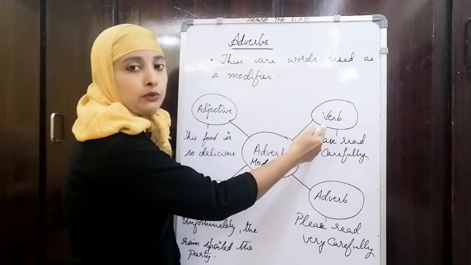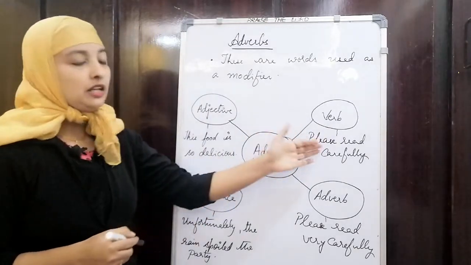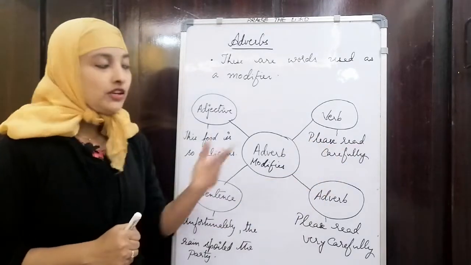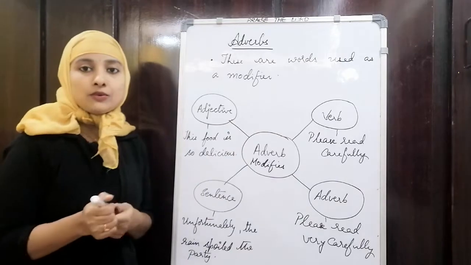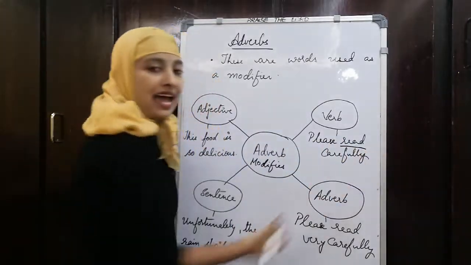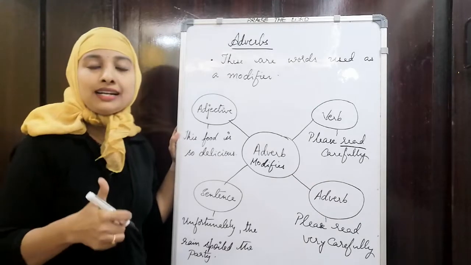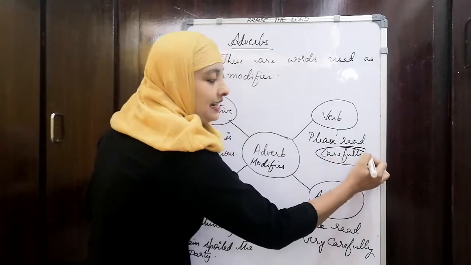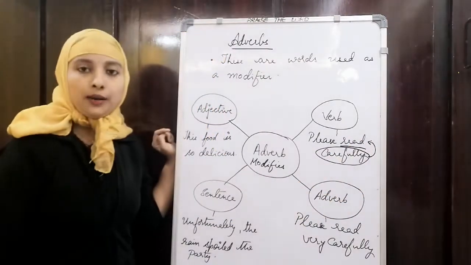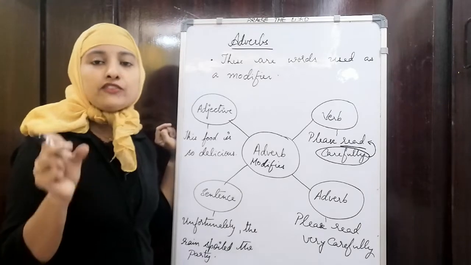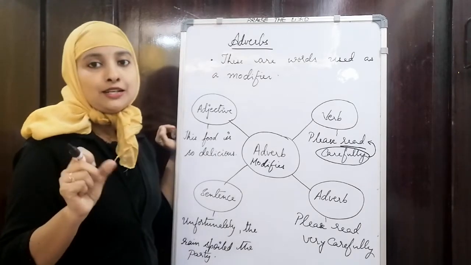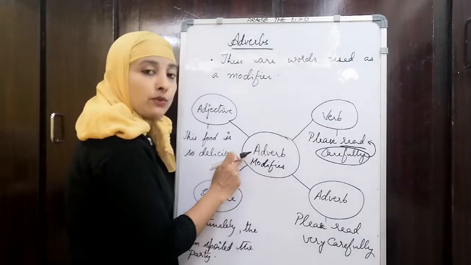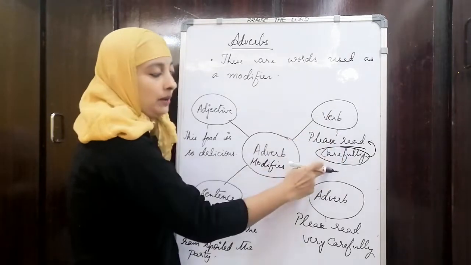How does it modify a verb? We all know what verbs are. In this sentence, please read carefully. This is an example. We can easily identify the verb. What is the verb? Read is the verb, the action being done. How should we read? Carefully. So this word carefully is modifying the verb. An adverb is used to modify a verb in this case.